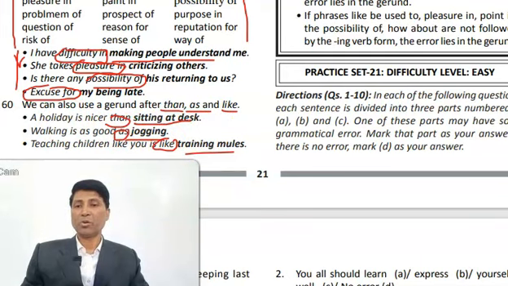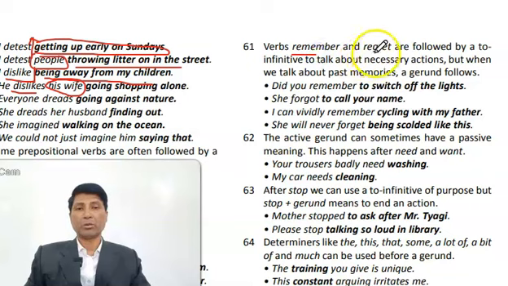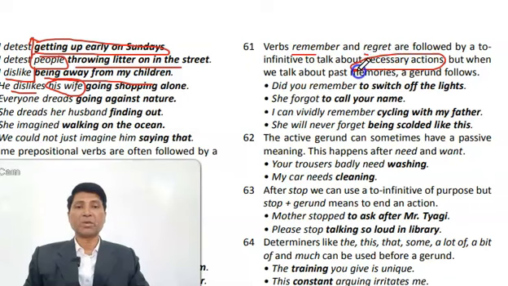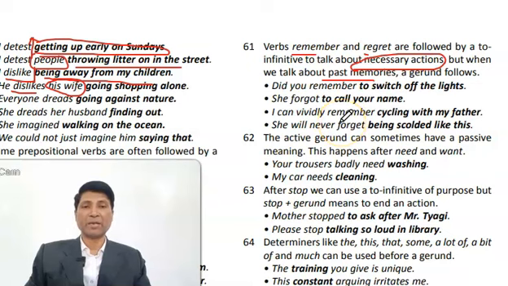Now let us move on to rule number 61. Look at rule number 61. Verbs remember and regret are followed by a to infinitive to talk about necessary actions. Means if these verbs remember and regret are followed by a full infinitive, it means the speaker will be talking about necessary actions. But when we talk about past memories, a gerund comes after that.